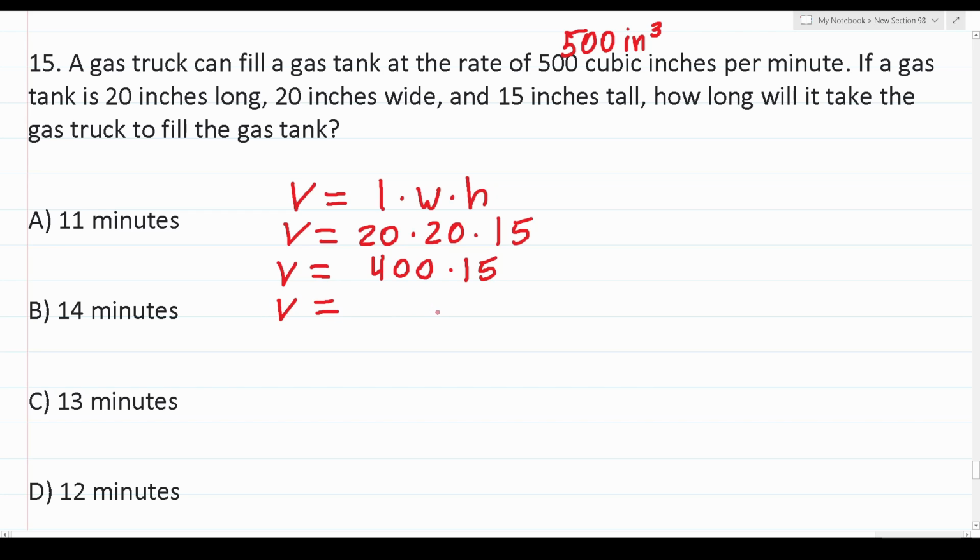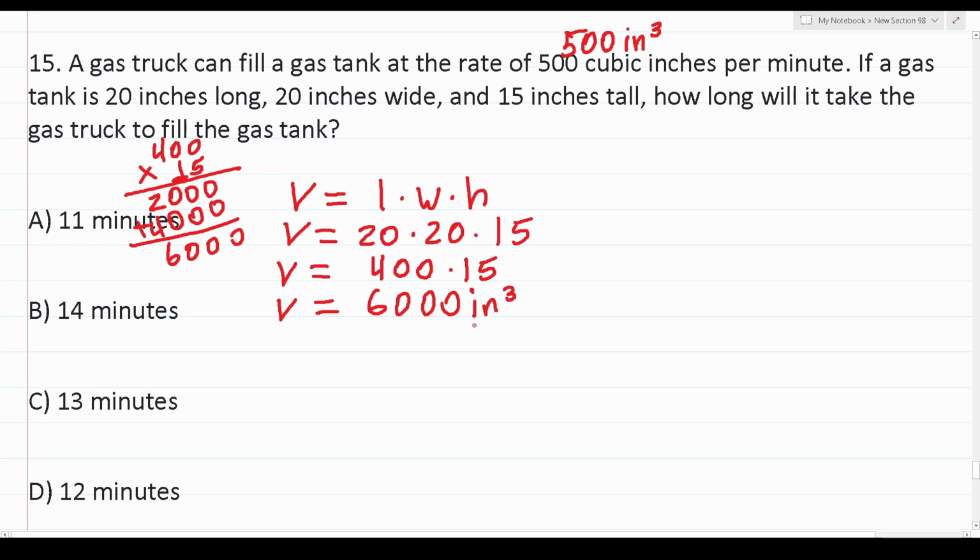So as not to make any mistakes, I'm actually going to work that off to the side. So we got 400 times 15. All right, 0 times 5 is 0. 0 times 5 is 0. 4 times 5 is going to be 20. Before we start multiplication with this 1, we have to bring in a 0 placeholder. 1 times 0 is 0. 1 times 0 is 0. 4 times 1 is 4. Let's add these together. This is 2,000 plus 4,000, which is 6,000. So the volume of our gas tank is going to be 6,000 cubic inches.